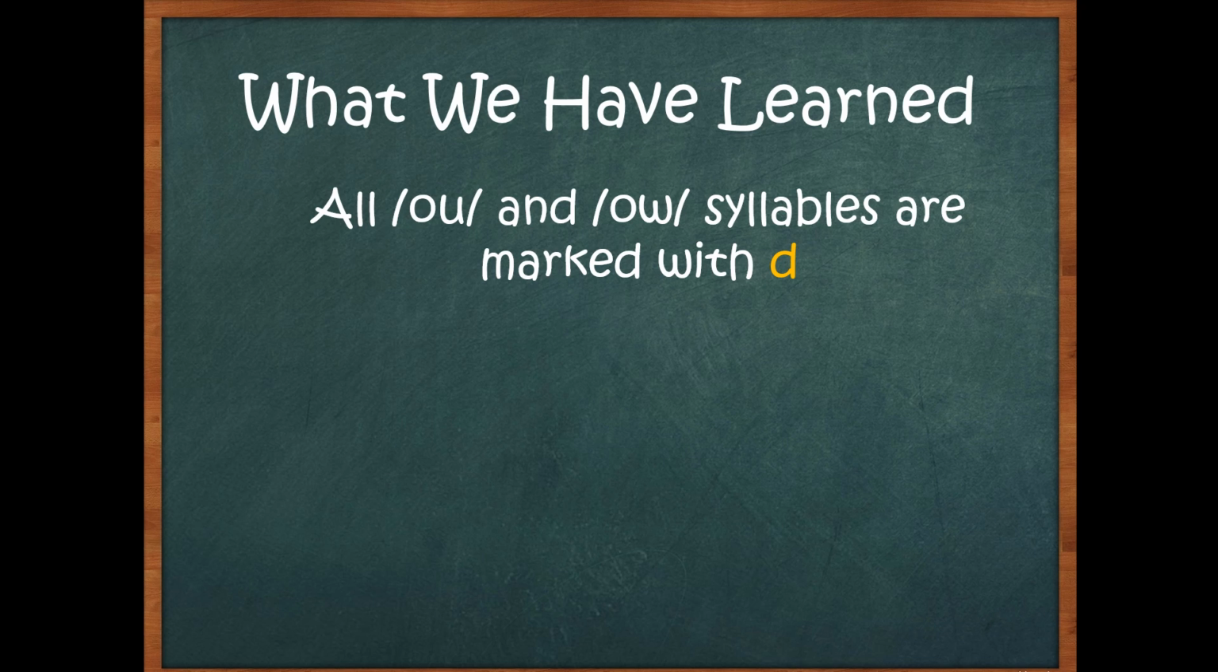Okay, we also learned that all OU and OW syllables are marked with a D. It doesn't matter, as long as it's the ow or the O sound, we're going to mark them with a D. So the D is for double vowels or diphthongs, okay, or vowel digraphs. It actually stands for three different things. And we used the same D syllable with EE and EA and OY and all of those other double vowels.